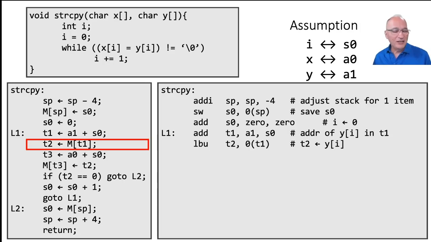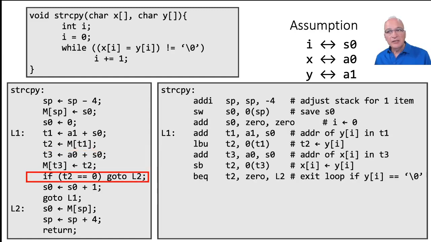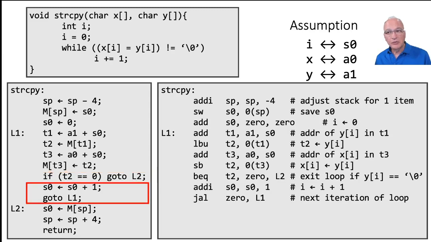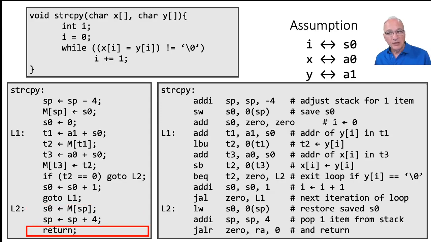Load byte would work just as well here, but whenever we want to make sure that the value that we have in the register is only the byte that we loaded, a load byte unsigned is preferred. Next, I compute the address of xi and I store then the value into xi. Then I ask whether T2 is equal 0. If it is, I'm done and I go to the end of the loop. Otherwise, I increment the value of I and I go back to the loop. And finally, I restore the value of S0 from the stack, and I have my returning statement.